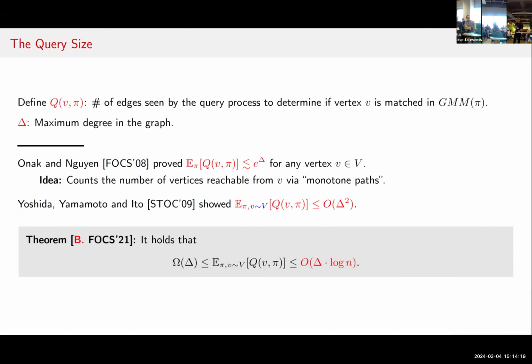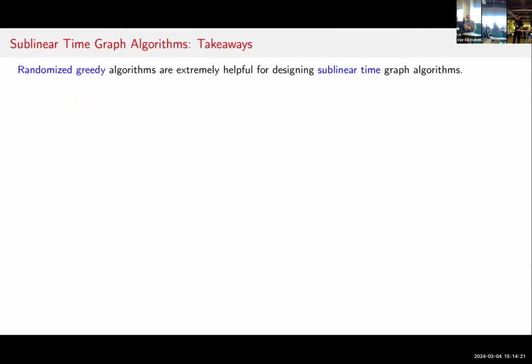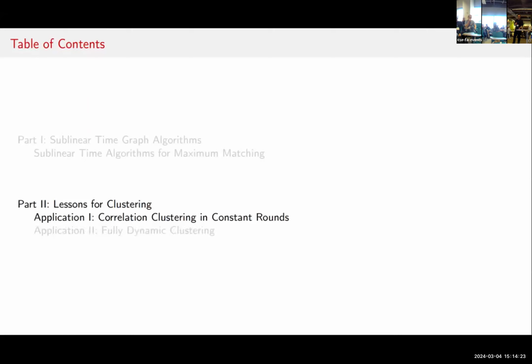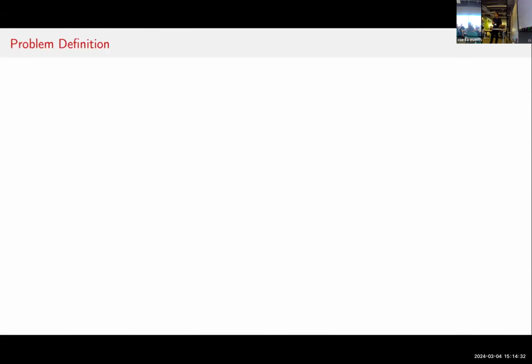Yeah. All right, so now let's get to part 2, which is the applications for clustering. So I started talking about correlation clustering, a parallel algorithm for correlation clustering, where you use this machinery to analyze the approximation ratio of an algorithm. And how much time do I have? 15 minutes, okay, good.